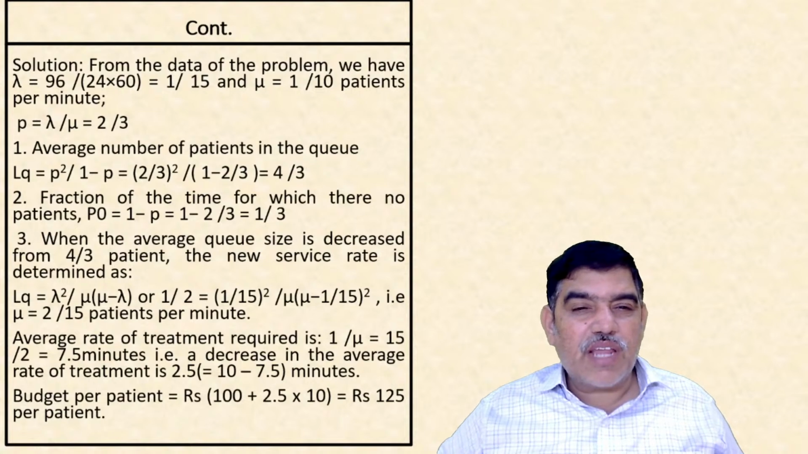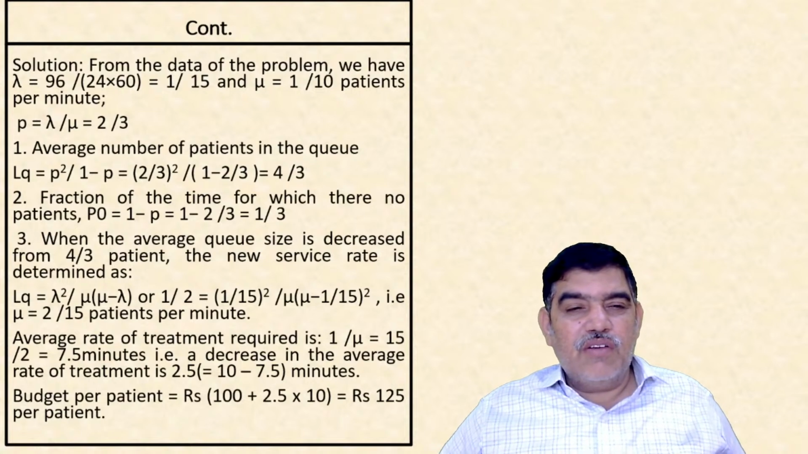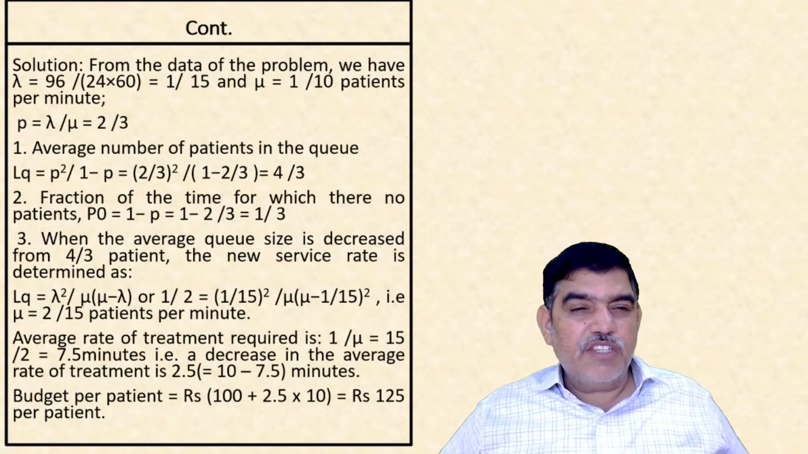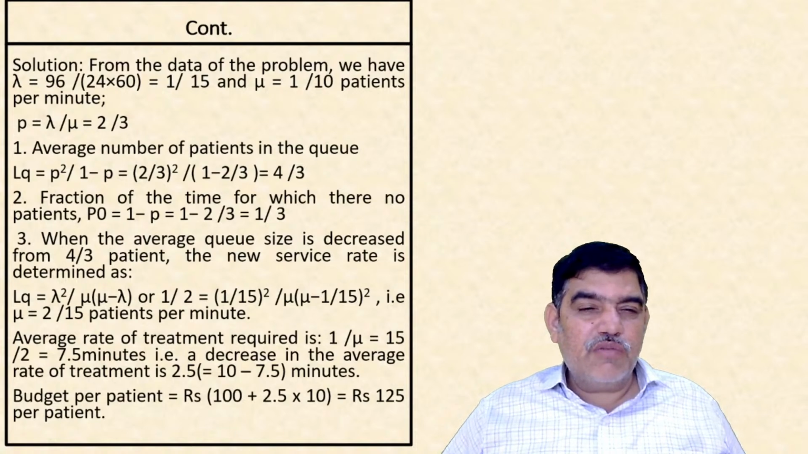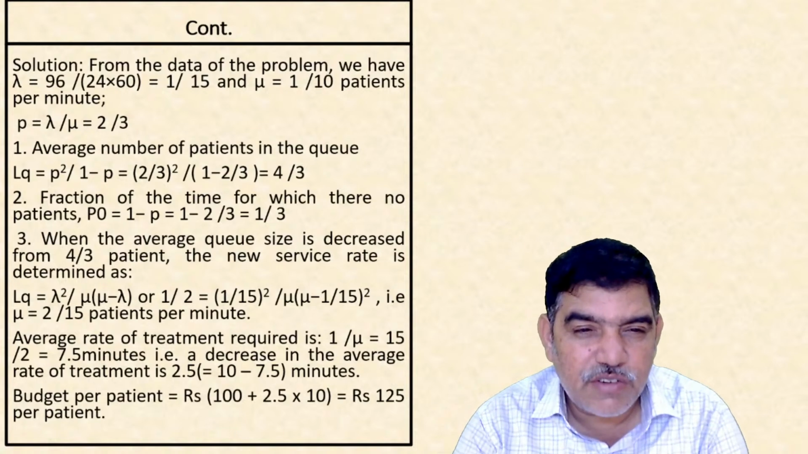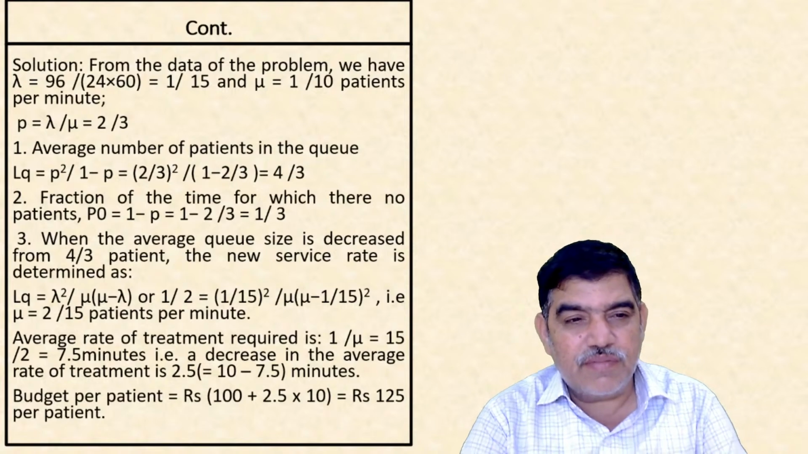Number two, fraction of the time for which there are no patients. That means P0 equal to 1 minus P. That is 1 minus 2/3 equal to 1/3.